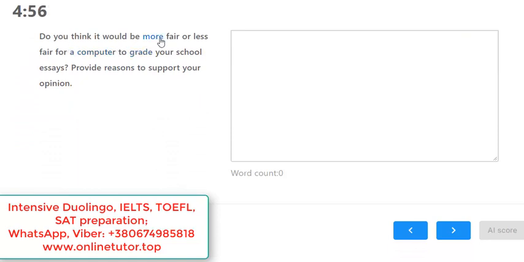Do you think it would be more fair or less fair for a computer to grade your school essays? Provide reasons to support your opinion. Again, here is a choice, your opinion, so all those phrases from the previous case apply. Or without any phrase, yes, yes. Please, and I don't even have enough words to describe.